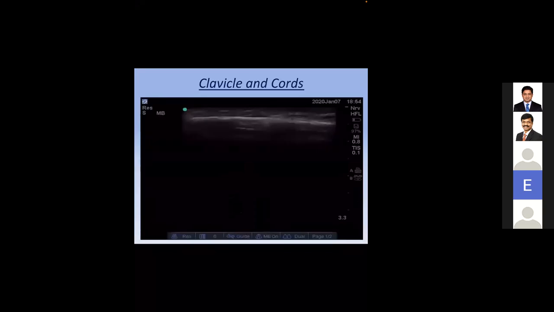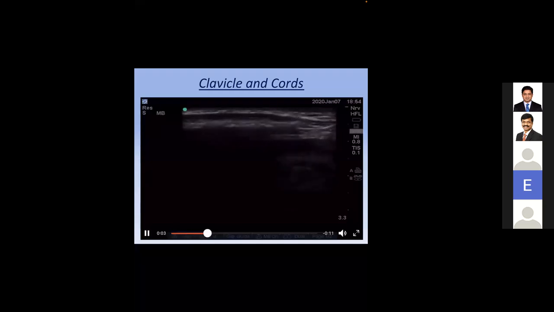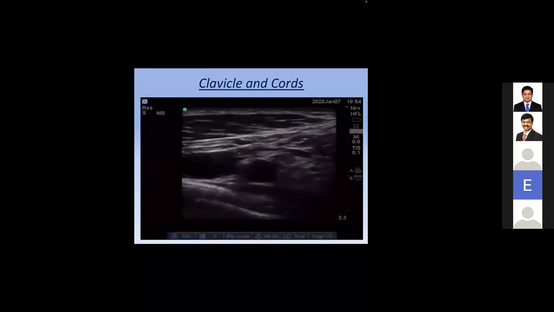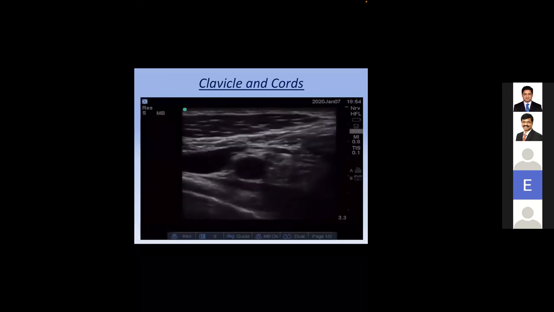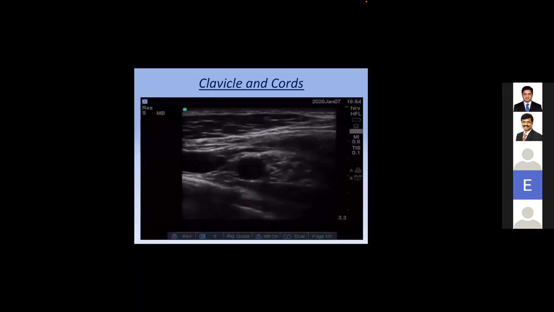This is a short video to show you how to get the correct orientation in the costo-clavicular space. The first thing is that you place the probe on the clavicle and then slightly slide the probe inferiorly. You see the axillary artery, vein, and the cords lateral to that. You can also see the cephalic vein draining into the axillary vein. Let's see one by one.